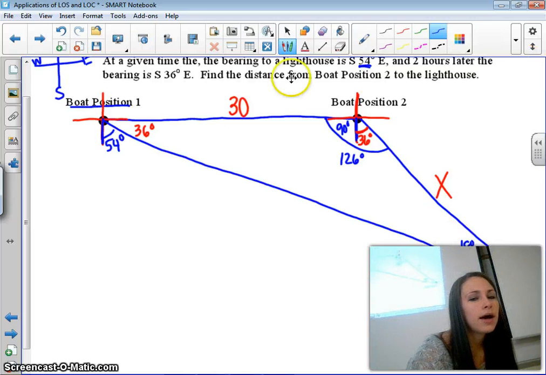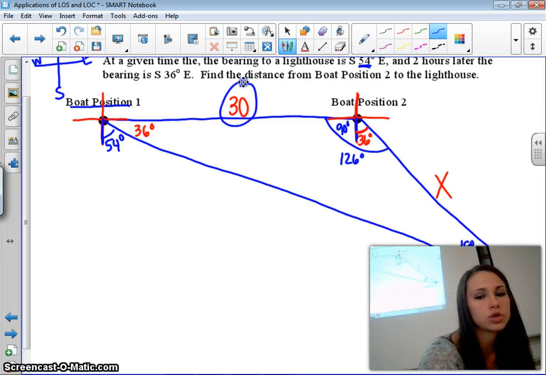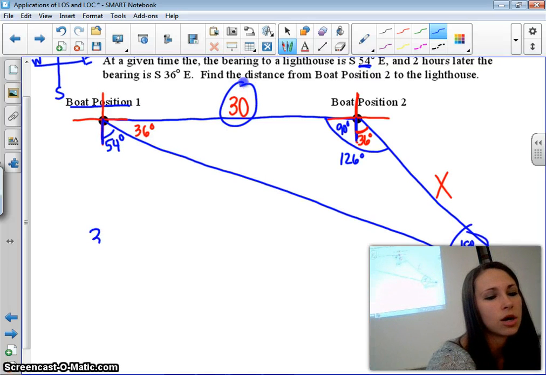Alright, so now I've got all three angles. Do I have a pair in any of that? Yes, I have this 30 that goes with 18. So I'm going to set this up, 30 over the sine of 18.